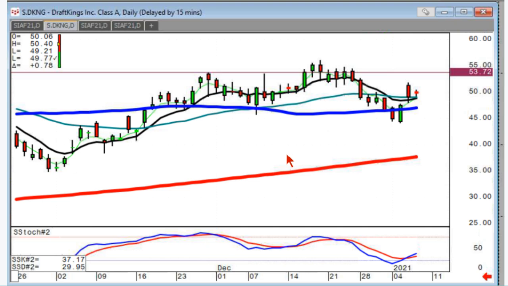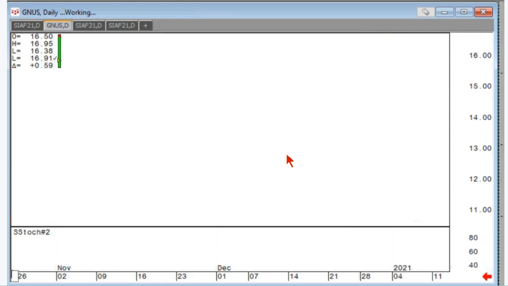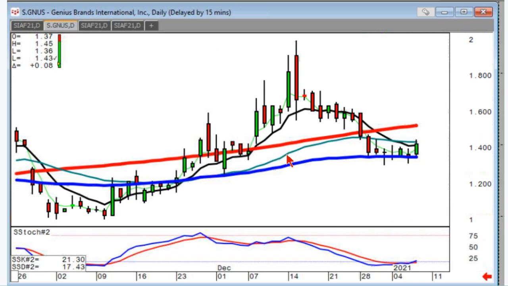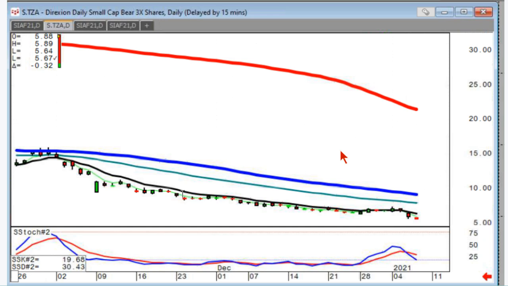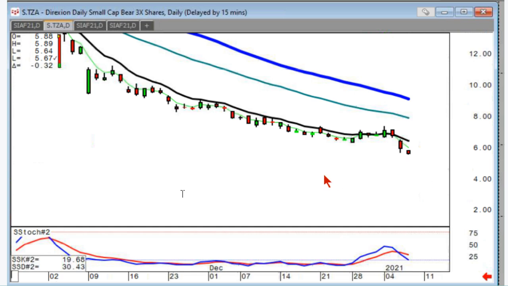All right, I'm going to do a few more and then call it a night. Stay long on, what's that? Uranium, all right. Genius. You could get ready to buy this one. Obviously, you can see the cradle type pattern. If this opens positive, you can start going after it. And the small bear, this is the bear fund, which you stay short because of the bullish move in the markets.